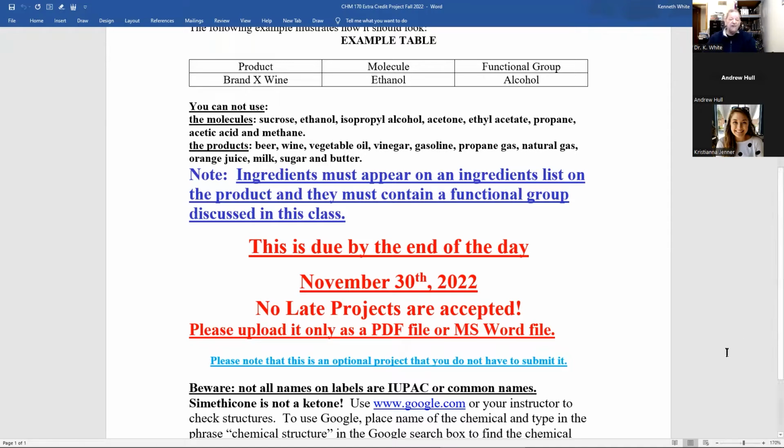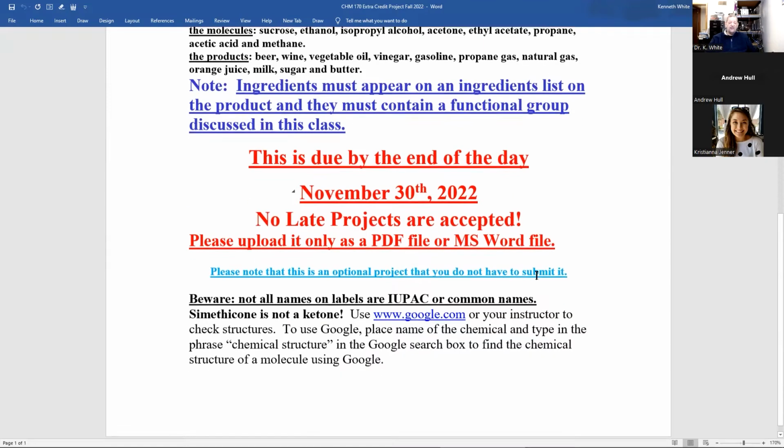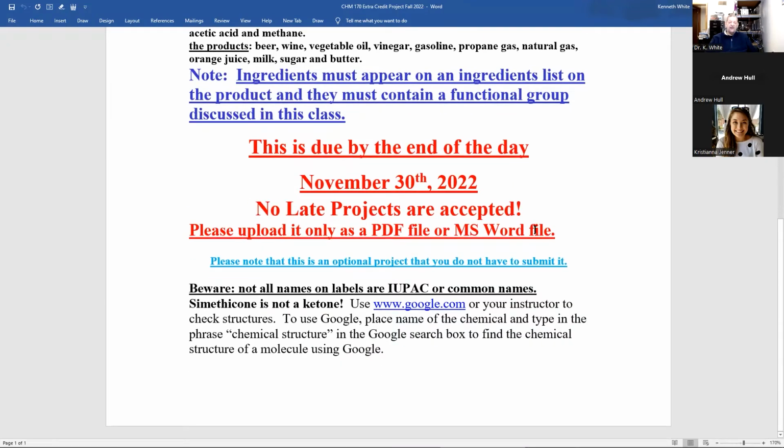All right, now this is important. This is due by the end of the day on the 30th of November. That gives you 2 whole weeks to do this. No late projects are accepted. Please upload it as a PDF file or MS Word file. Now, this is optional. You don't have to do it. But if you do it and you get it right, you get 10 bonus points. That's like getting 10 more points on one of your tests.